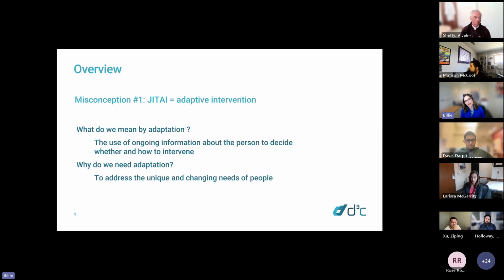So what do we mean by adaptation? Adaptation here means the use of dynamic information about the person to decide whether and how to intervene in practice. And the question is, why do we need to do that? Why do we need to adapt? Why do we need to use dynamic information about the person to decide whether and how to intervene in practice? And I think the key reason is that we want to be able to address not only the unique, but also the changing needs of people as they progress over time.